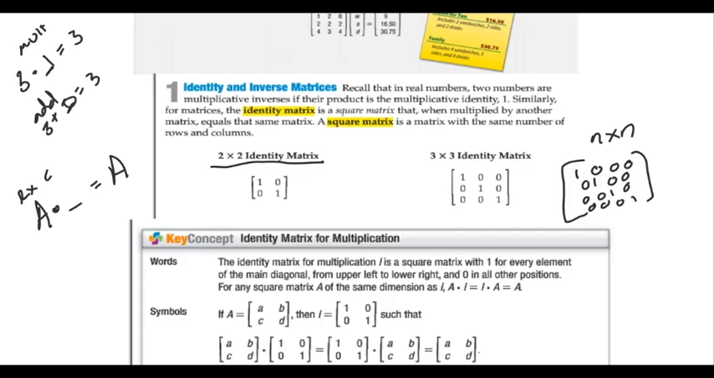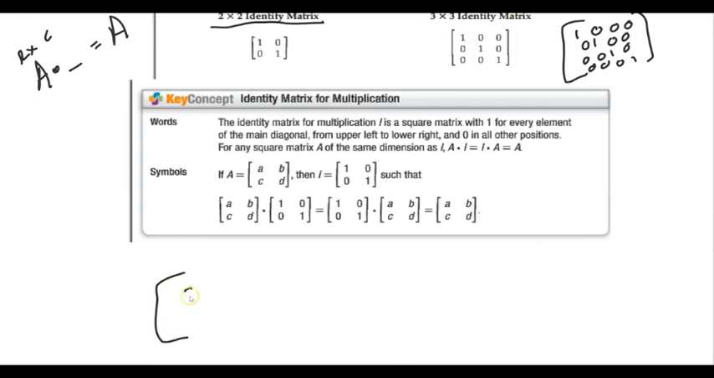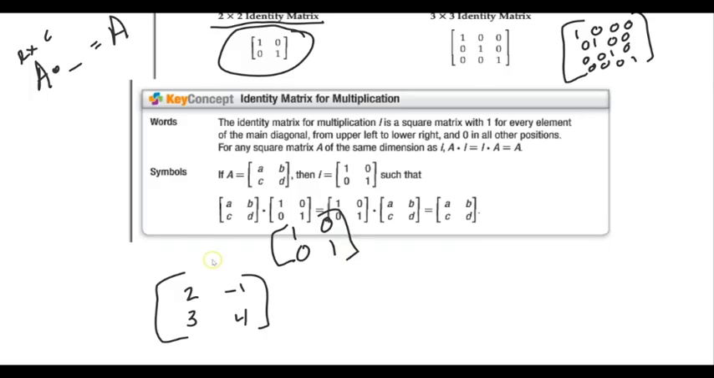Let me show you. Let's do an example. Let's do 2, 3, negative 1, 4. Now we're going to multiply this by our identity matrix, 1, 0, 0, 1. The way we multiply, we'll put it up here and draw a line where there's a space. Then you multiply the first row: 2 times 1 is 2, plus 2 times 0. Then I get to this one.